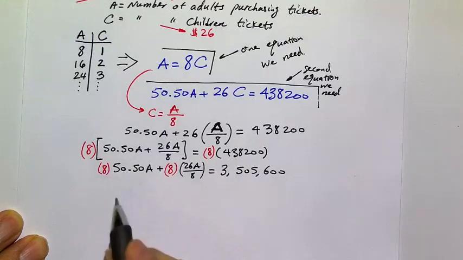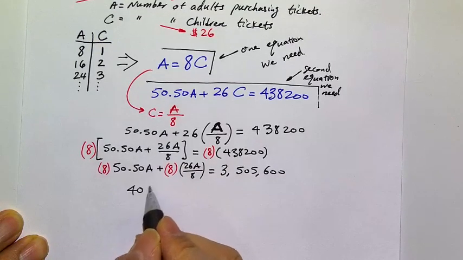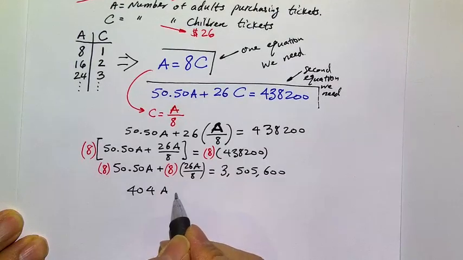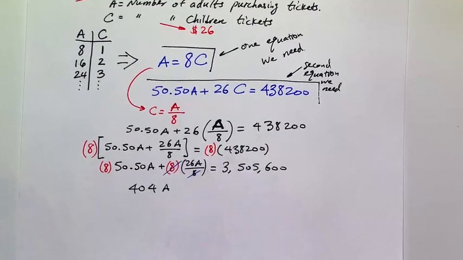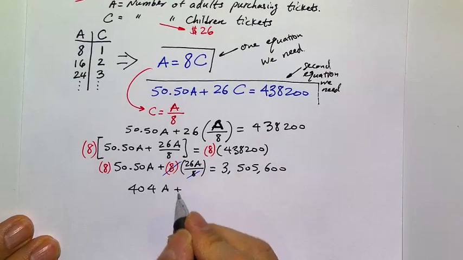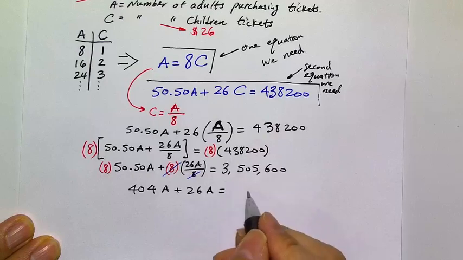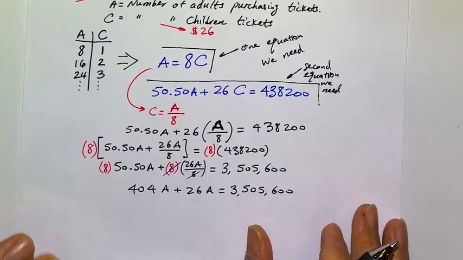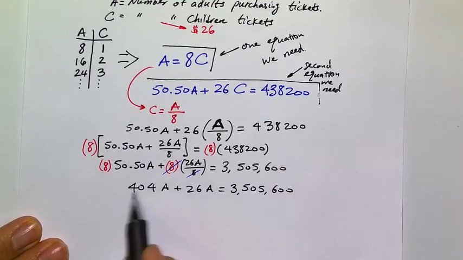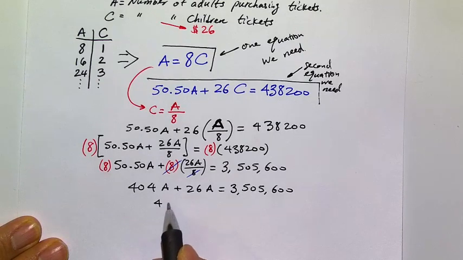So let's clean this up. We have 8 times 50.50, I got 404A. And here the 8 and this 8 cancel each other out. We end up with 26A equals all of that. Okay, so these two added together, we get 430A.